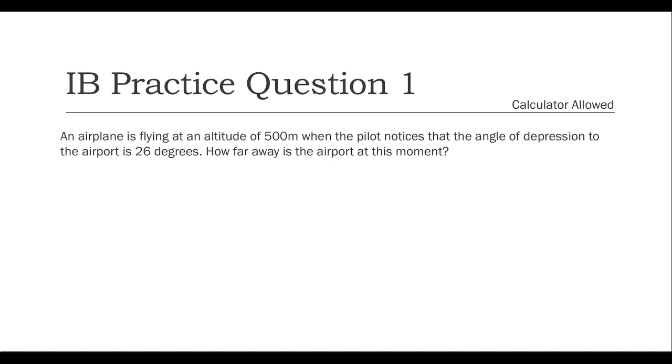For word problems, you want to start by drawing a diagram. So we have an airplane. You can just label it as airplane. It's flying at an altitude of 500 meters. So this height here is 500 meters. And then the pilot notices that the angle of depression to the airport is 26 degrees. So your angle of depression would be measured from the horizontal down. So this is going to be 26 degrees. And that would be to the airport.